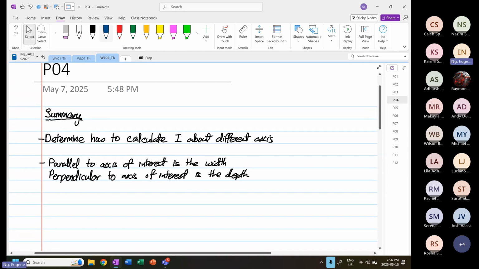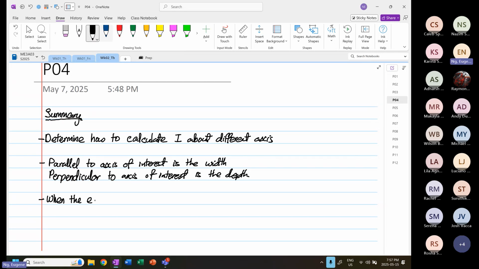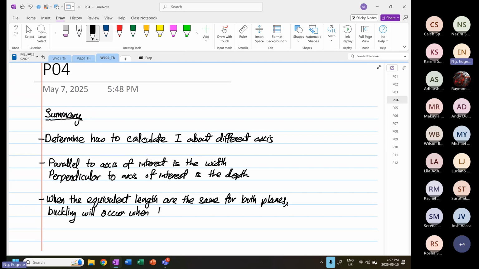And what we realized also, when the equivalent length is the same for both planes, buckling will occur when the second moment of area is lower. That's what we have learned.